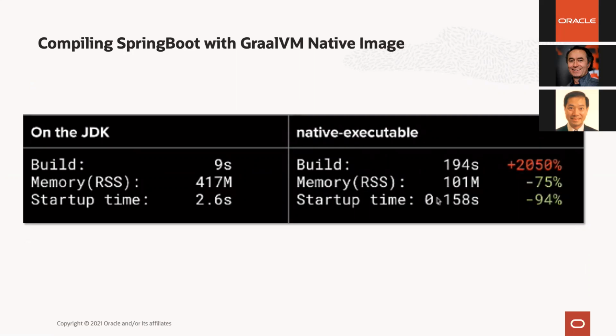But look at the memory. You go from 417 megabytes of memory to about 100 meg. That's a 75% reduction. The start time goes from 2.6 seconds down to 158 milliseconds, a 94% reduction in startup time, which is insane. The build time is higher basically because we've moved all of that compilation to build time. We have to do ahead of time all that walking of the trees, all the calculations of what's in and what's out, and then the actual compilation itself.